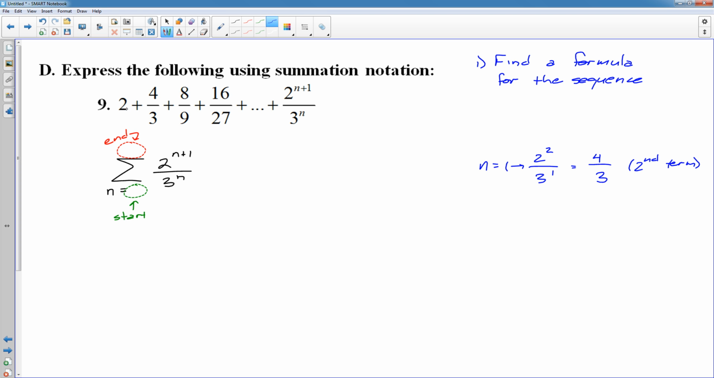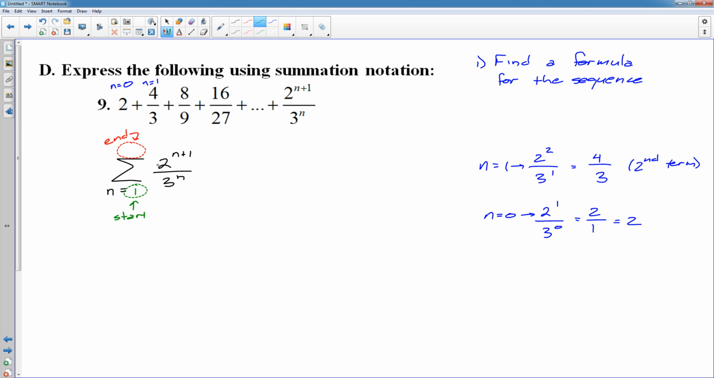Well, since 1 gave me my second term, that means the one right before it has to be 1 less for n, so that one's got to be n equals 0. And so we'll test n equals 0. And when I do that, I have 2 to the 0 plus 1, which is 2 to the 1, over 3 to the 0, which will be 2 to the first, which is 2, 3 to the 0 is 1, and 2 over 1 is 2. So that means I am starting at n equals 0.